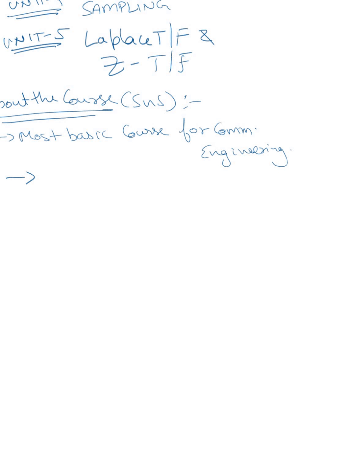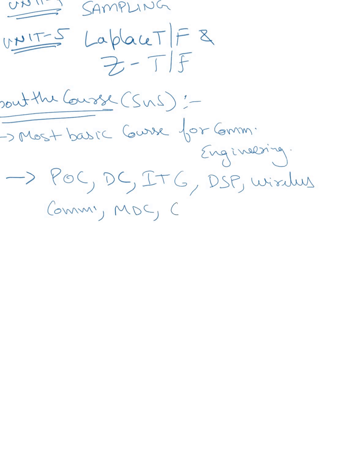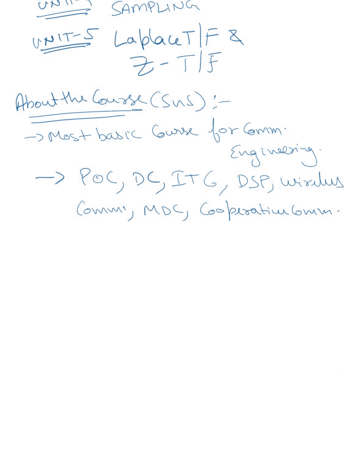Some of the courses for which signals and systems is a prerequisite are principles of communication, digital communication, information theory and coding, digital signal processing, wireless communication, modern digital communication, and cooperative communication, and there are several other electives also in which signals and systems will act as a prerequisite. So it's a very important course for all the students of ECE and CCE background.